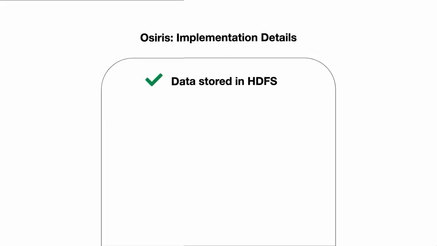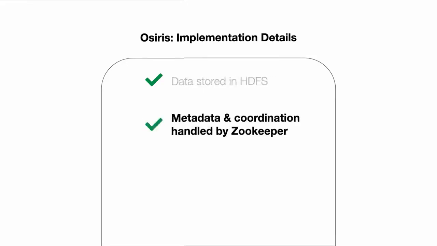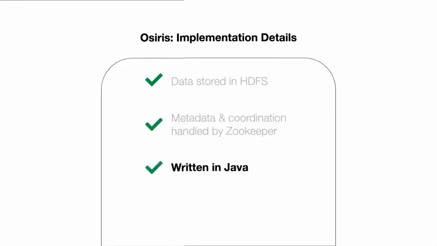So a bit more implementation details just to get that out of the way. We use HDFS to store data. We use Zookeeper to handle metadata and do coordination between servers. Written in Java, check. Thrift for RPC, check. The Osiris daemon itself is written in Java because the whole Hadoop ecosystem is all Java-based. And we use Thrift to enable clients to make remote procedure calls to Osiris.